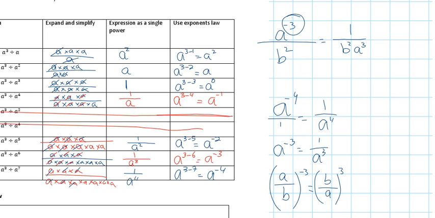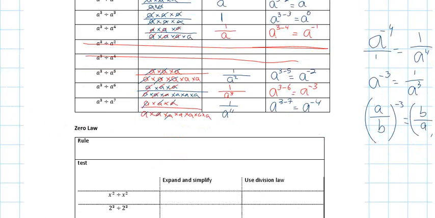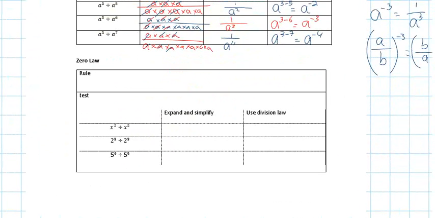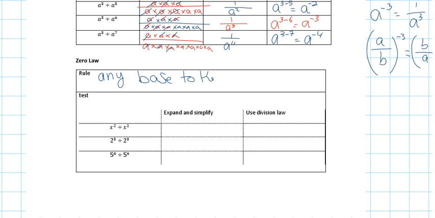So here's the two rules that we learned here. Any base to the power of 0 is equal to what? 1. So a to the power of 0 is 1. 10 to the power of 0 is 1. 500 to the power of 0 is 1. Anything, a letter or a number, to the power of 0 is 1.